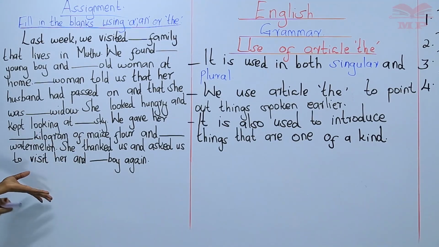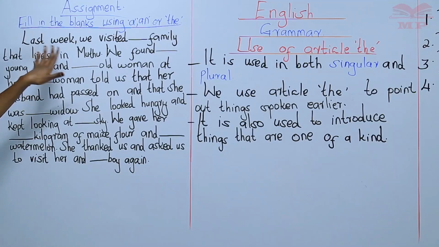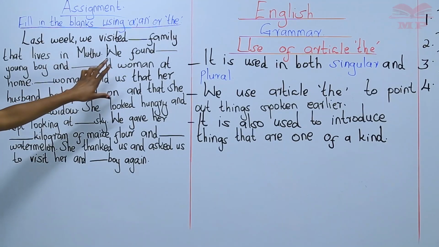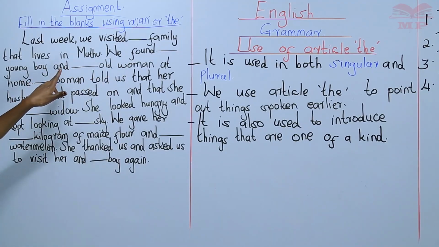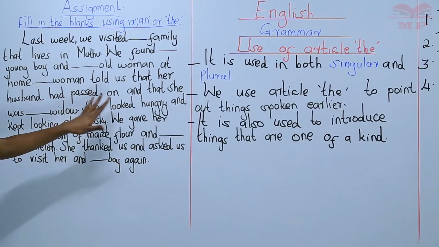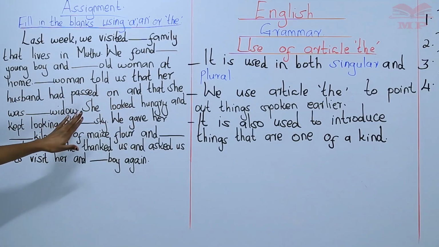Now let's read the assignment together. Last week, we visited Dash family that lives in Mudhu. We found Dash young boy and Dash old woman at home. Dash woman told us that her husband had passed on and she was Dash widow.